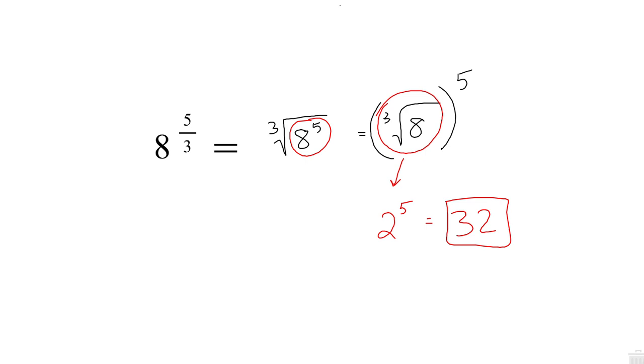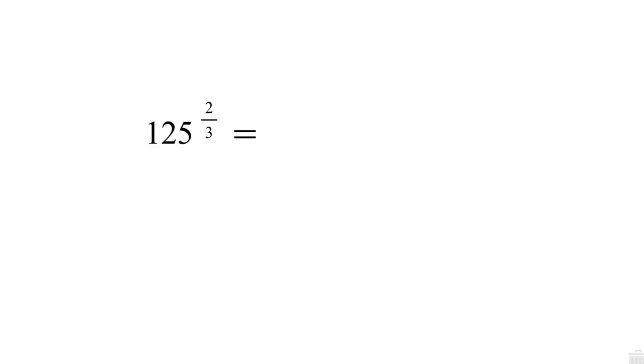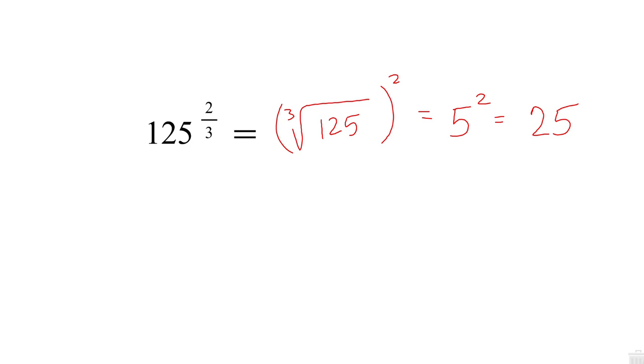So the method we're normally going to want to use is to do the root first, followed by the numerator of that exponent second. Right? So if we have something like 125 to the 2/3 power, we could first square 125 and then try and find the cube root of that. But it should be a lot easier if we first find the cube root of 125 and then square that number. So the cube root of 125 is 5. So it's just 5 squared, or 25.